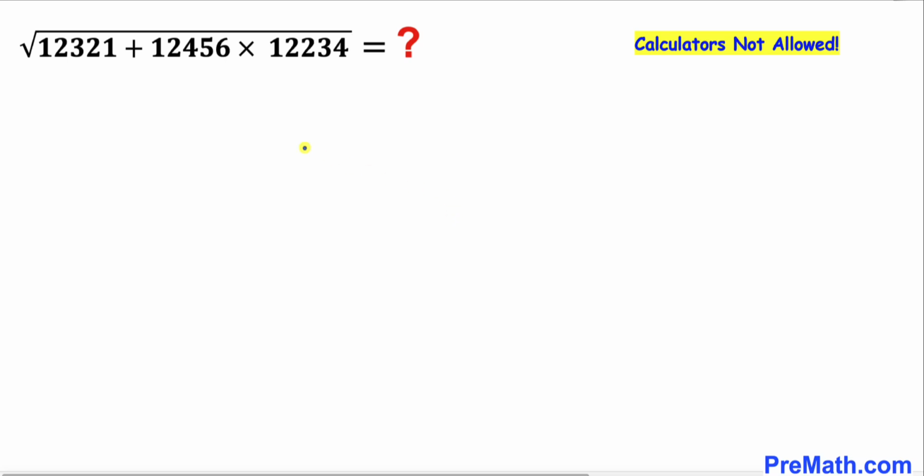Welcome to PreMath. In this video, we are going to simplify and find the value of this radical expression: the square root of 12,321 plus 12,456 times 12,234, and we are not supposed to be using a calculator of any kind.